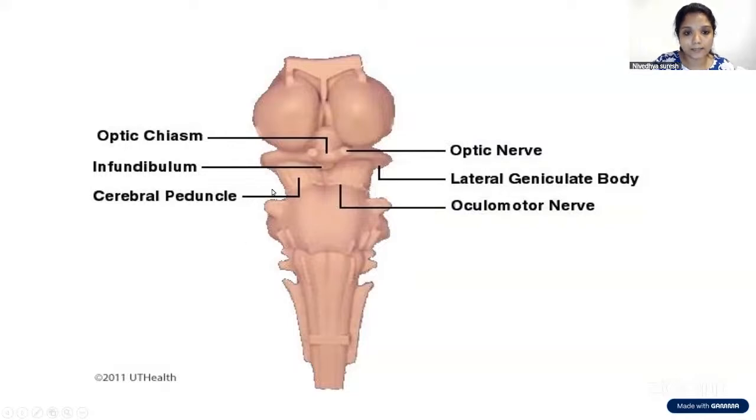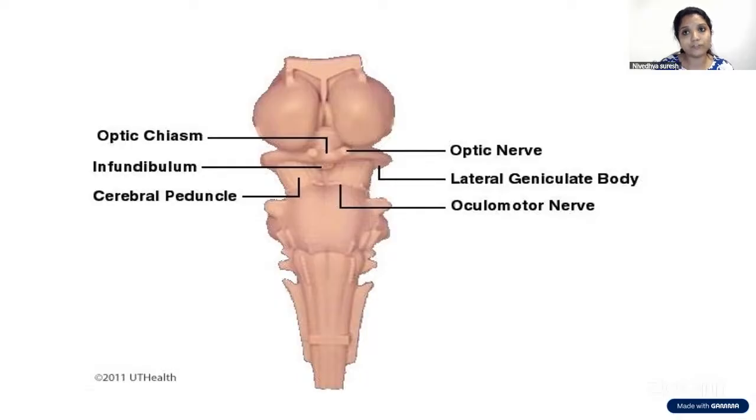Okay, see in this diagram you can appreciate here the cerebral peduncle. See, I had already told you about the brainstem. What is the main function of the brainstem? Brainstem connects the cerebrum with the spinal cord. It acts as a highway between the cerebrum and the spinal cord. So directly it is connecting the cerebrum and it is also connecting the cerebellum. Okay, so it is connected to the cerebrum by the cerebral peduncle.